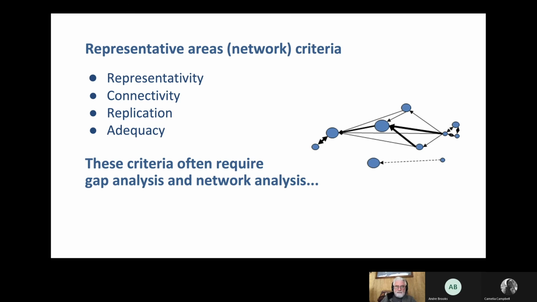Moving up one more level is thinking about representative areas. And the idea here is to be able to map out representativity, connectivity, replication, and adequacy. These types of criteria require a lot of broad information and quite a bit of different knowledge. And so these also require a gap analysis as well as a network analysis to really look at whether or not we're actually preserving enough locations to have true connectivity and enough replicates and enough adequacy in our response.